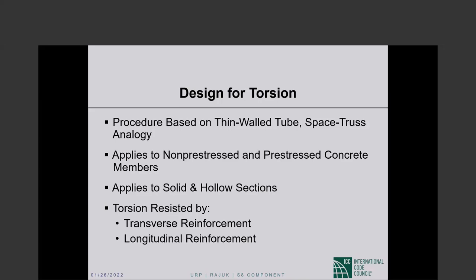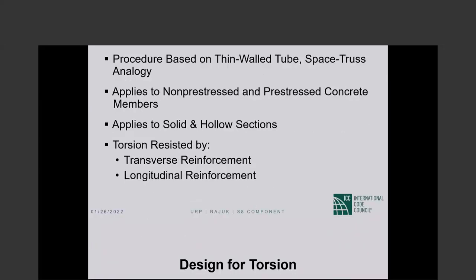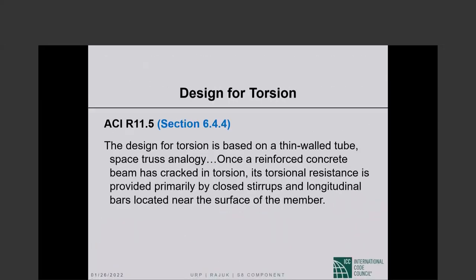This is in addition to what we have for flexure. The combination of the transverse reinforcement and the additional longitudinal reinforcement resists the tension with no help from concrete. That is the idea. So that's the thin wall tube analogy of ACI 318. So the design for torsion is based on a thin wall tube space truss analogy.